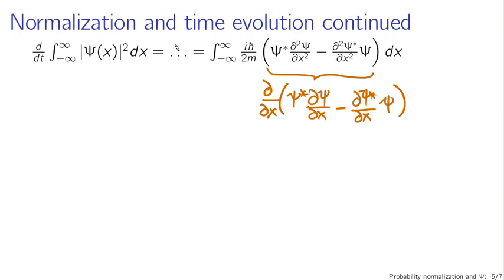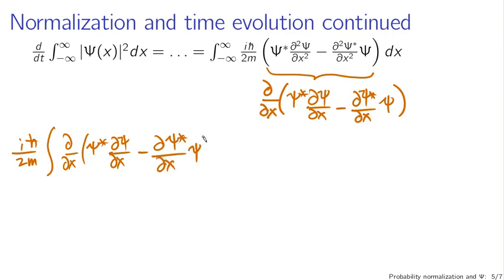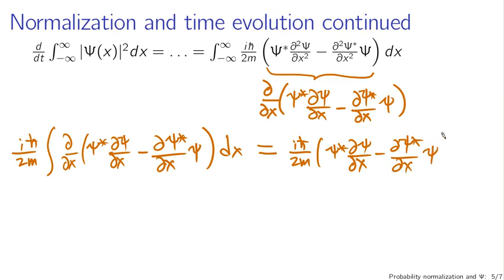But since this is true, what we're left with is we have our i h bar over 2m, then integral over minus infinity to infinity of this expression, partial with respect to x of psi star partial psi partial x minus partial psi star partial x psi. We're integrating dx now. And this is nice because we're integrating dx of a derivative of something with respect to x. So, that's easy. Fundamental theorem of calculus. We end up with i h bar over 2m psi star partial psi partial x minus partial psi star partial x psi evaluated at the limits of our integral, which are minus infinity to infinity.